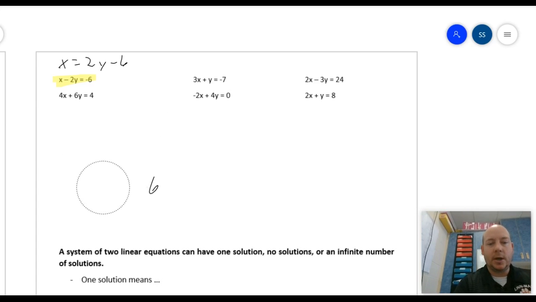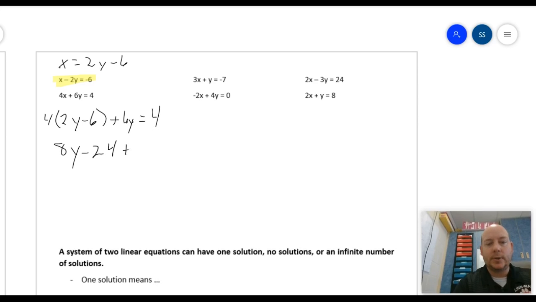So now I know what x is equal to. I can substitute that in to my second one there. So 4 times x is 2y minus 6 plus 6y equals 4. So 8y minus 24 plus 6y equals 4.